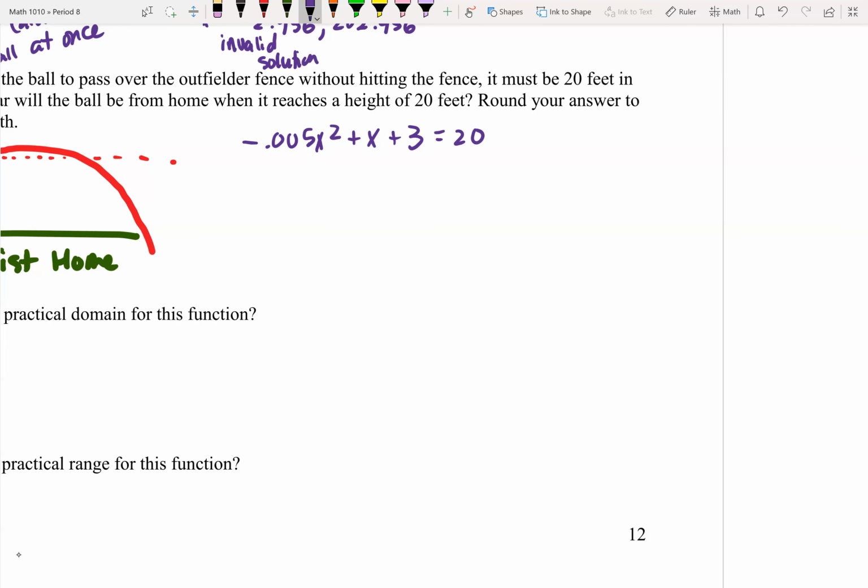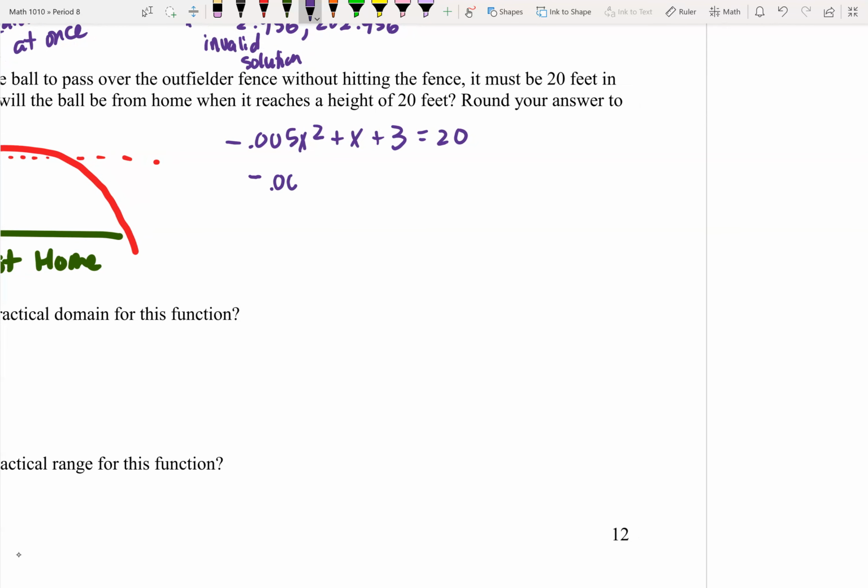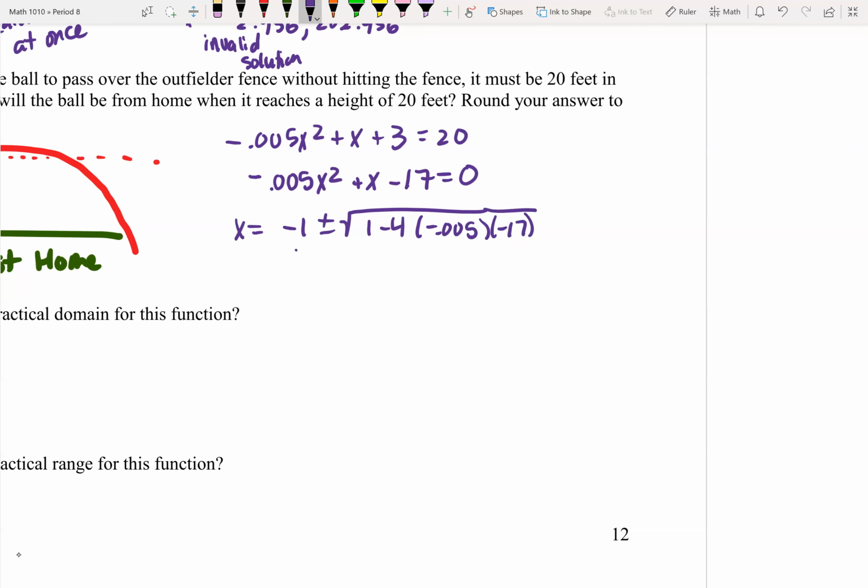Now I'm going to pull my 20 over. So I have negative 0.005 x squared plus x minus 17 equals 0. Is this problem highlighted that it was on the final? No? Okay. Now I'm going to do quadratic. x equals negative 1 plus or minus the square root of 1 squared, which is 1, minus 4 times negative 0.005 times c, which is negative 17, all over 2 times negative 0.005.